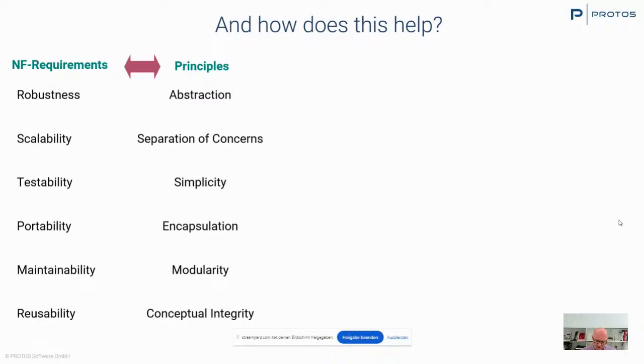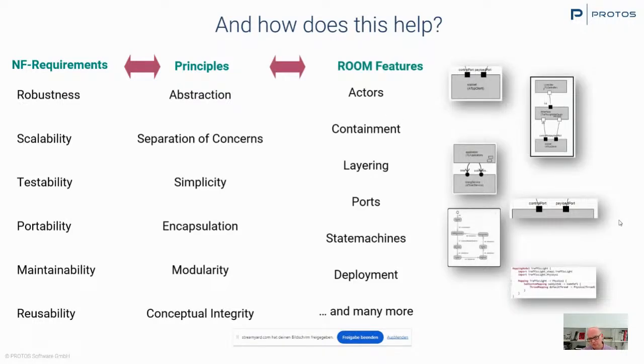And now, how does the Room method help? In the Room method, we have a lot of patterns, a lot of features integrated directly into the language, and they are all connected. For example, we have those actors for the structure, we have containment hierarchies, we have layering, first-class citizens in the language. We have ports for the interfaces, state machines for the behavior. We can make a deployment, same model to different targets, distributed systems, and so on.